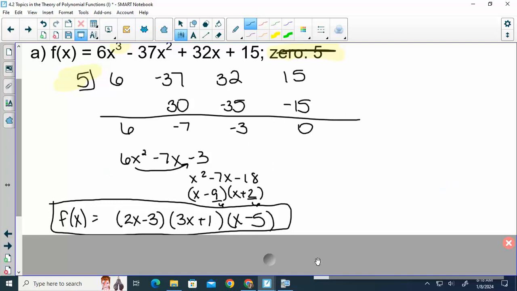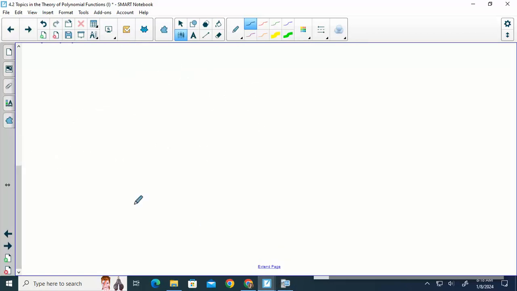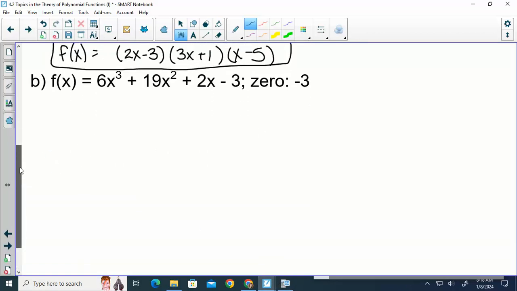I want you guys to try it. So see if you can factor this whole thing if -3 is a 0.